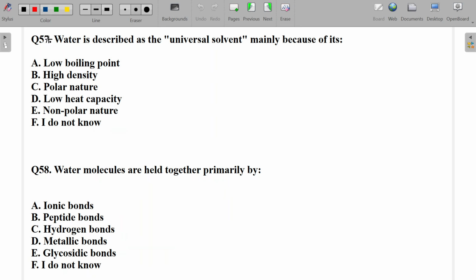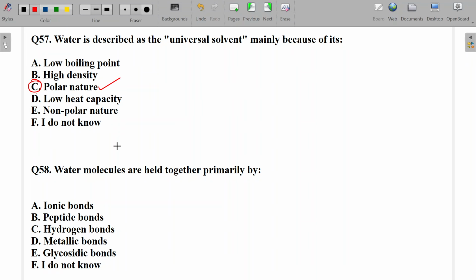Okay, then question 57, water is described as the universal solvent mainly because of its: A. Low boiling point, B. High density, C. High or polar nature, D. Low heat capacity, E. Non-polar nature, F. I do not know. C. Polar nature. Yes, polar nature.